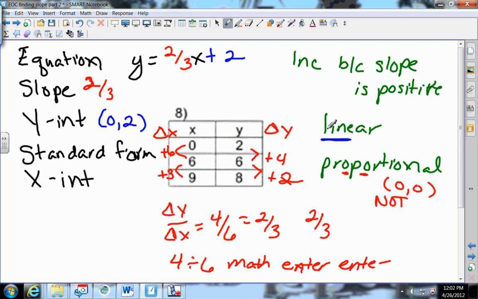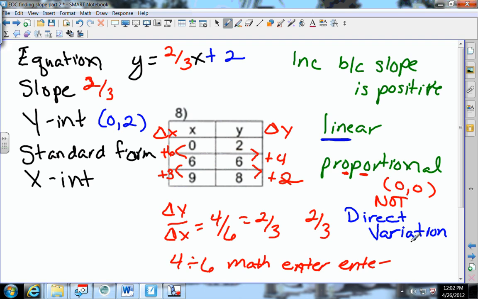Linear, proportional. Does anybody remember we just did it in our last unit? What's the other phrase we have instead of proportional? Not linear. There were 2 words. DV. Direct variation. When they ask for direct variation, they're talking about whether it's proportional.